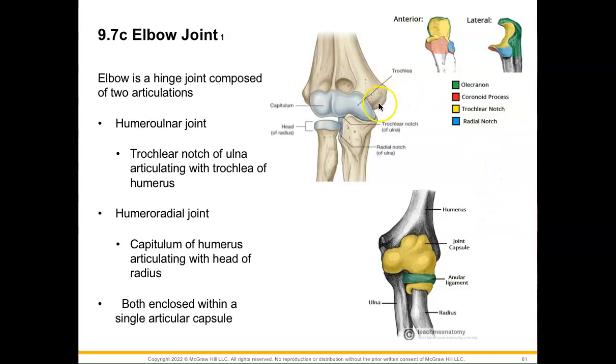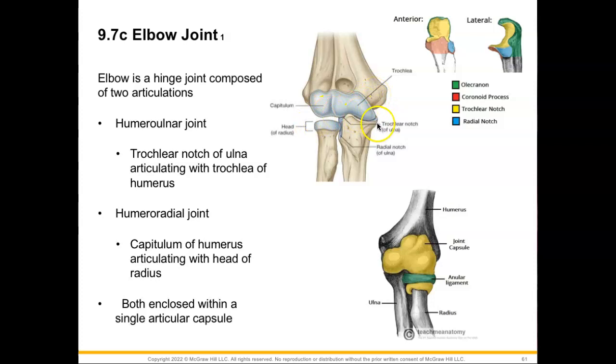Remember that this was a hinge synovial joint, and we have two articulations taking place here. We have the humero-ulnar joint, which takes place between the humerus and the ulna, specifically at the trochlear notch of the ulna that would articulate with this trochlea here on the humerus. And then we have the humero-radial joint, where we have the capitulum of the humerus articulating with the head of the radius. And I just put this photo in here to show you the shape of the trochlear notch that would be extending posteriorly to the trochlea here.